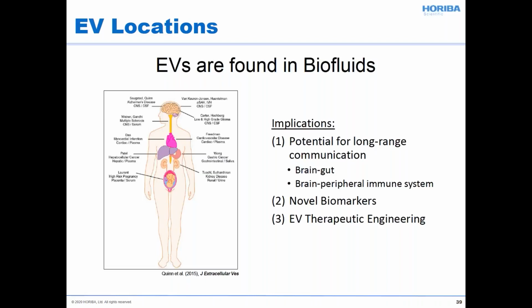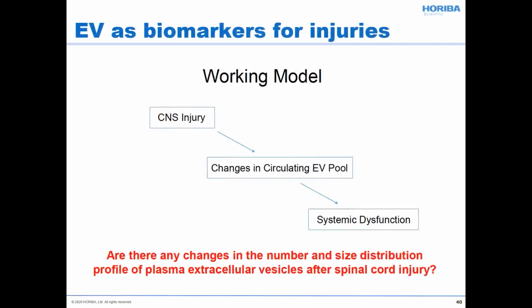Because they're in your blood, you can obtain novel biomarkers, and because they affect physiology, you can almost think of using them for therapeutics. So let's just kind of zoom in on one area. If you have central nervous system injury, then one working model is, hey, you've injured these nerve cells, you're going to have changes in your circulating extracellular vesicles, and that can cause systemic dysfunction because of the signals they're sending, particularly if the signals are too high or persist too long.